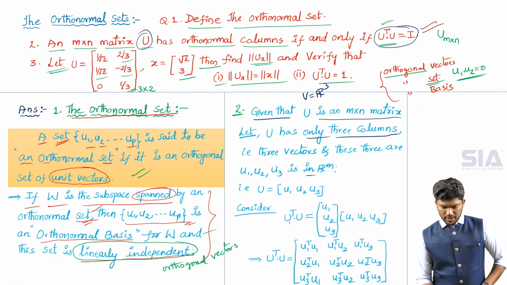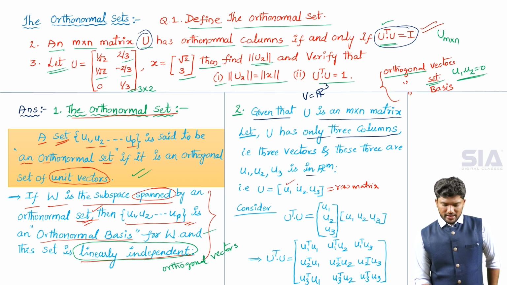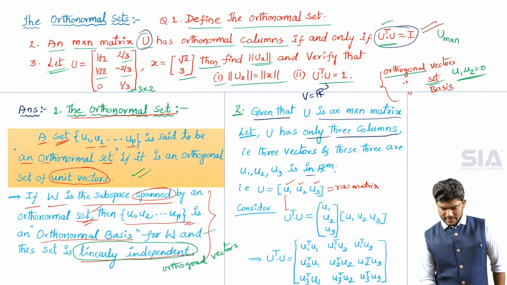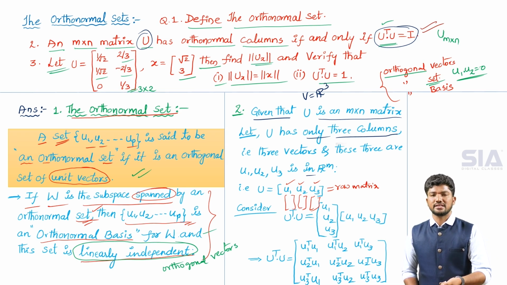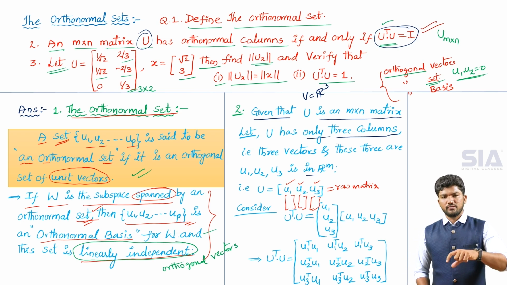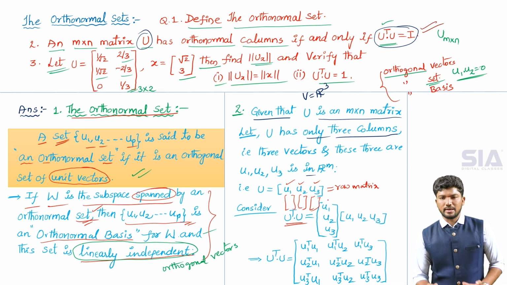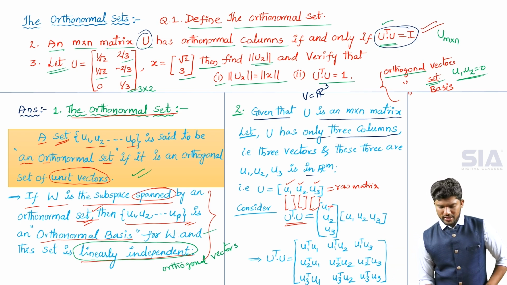Here you can observe that capital U is basically a row matrix, but the vectors are column vectors. U1 exists in this format, column, and U2 in this format, and U3 in this format. Basically that matrix is a row matrix, but originally those vectors are column matrices. Then whenever you apply the multiplication for U transpose into U, these rows become columns in the U transpose, and columns become rows.